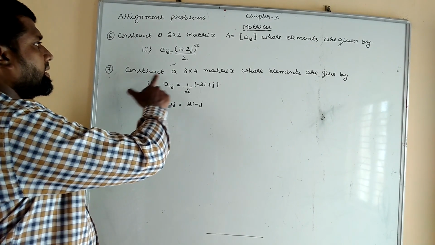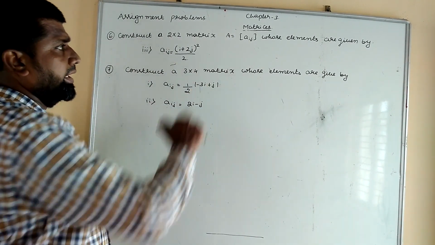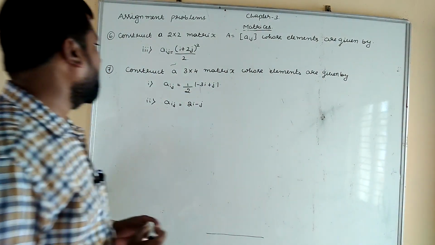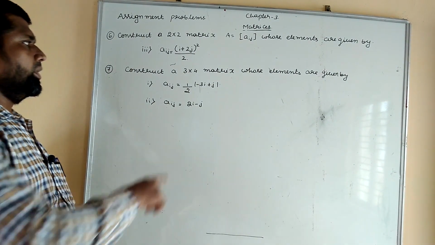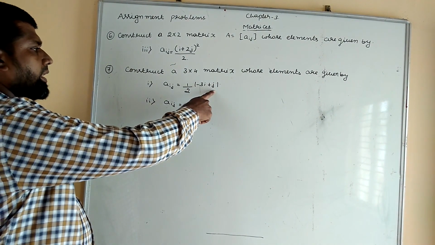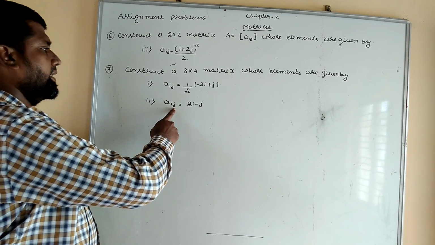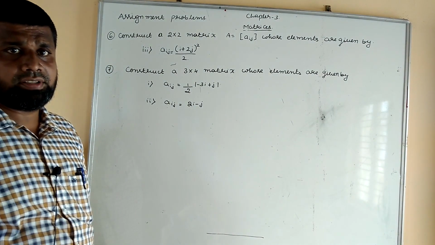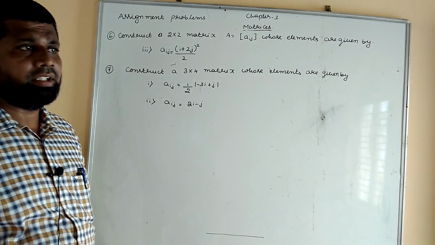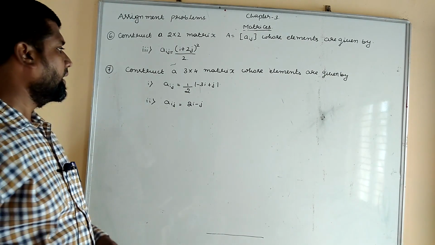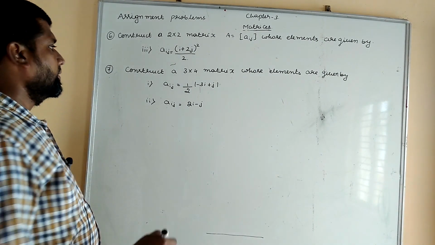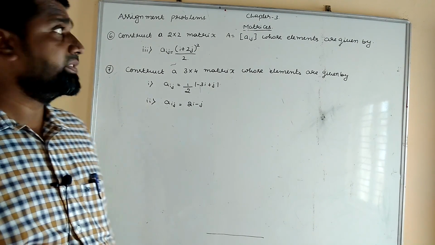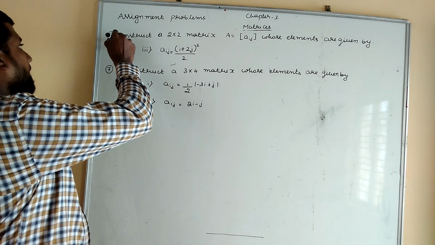Then seventh problem, construct a 3 cross 4 matrix whose elements are given by aij is equal to 1 by 2 modulus of (3i minus j). In the second question, aij is equal to 2i minus j. You have to solve these questions and you have to send them by clicking a photo to my WhatsApp number. So don't miss doing the problems. These are very important questions for your annual exam.